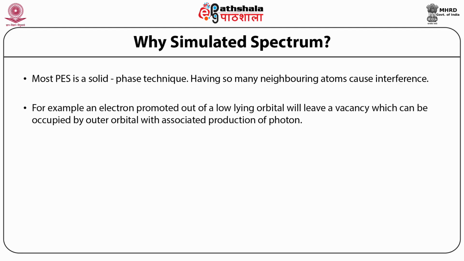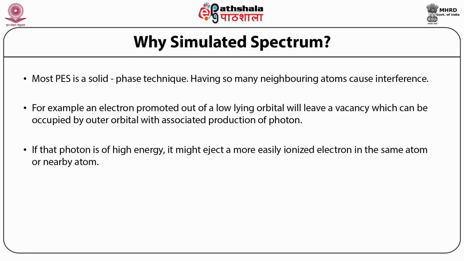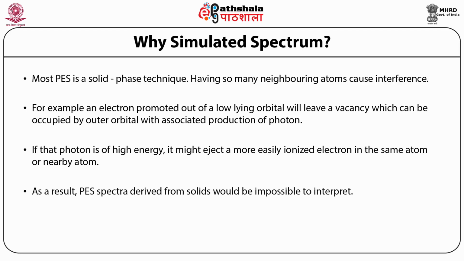For example, an electron promoted out of a low-lying orbital will leave a vacancy which can be occupied by an outer orbital electron, with associated production of a photon. If that photon is of high energy, it might eject a more easily ionized electron in the same atom or a nearby atom. This results in the production of background interference and even spurious peaks. As a result, PES spectra derived from solids would be impossible to interpret.